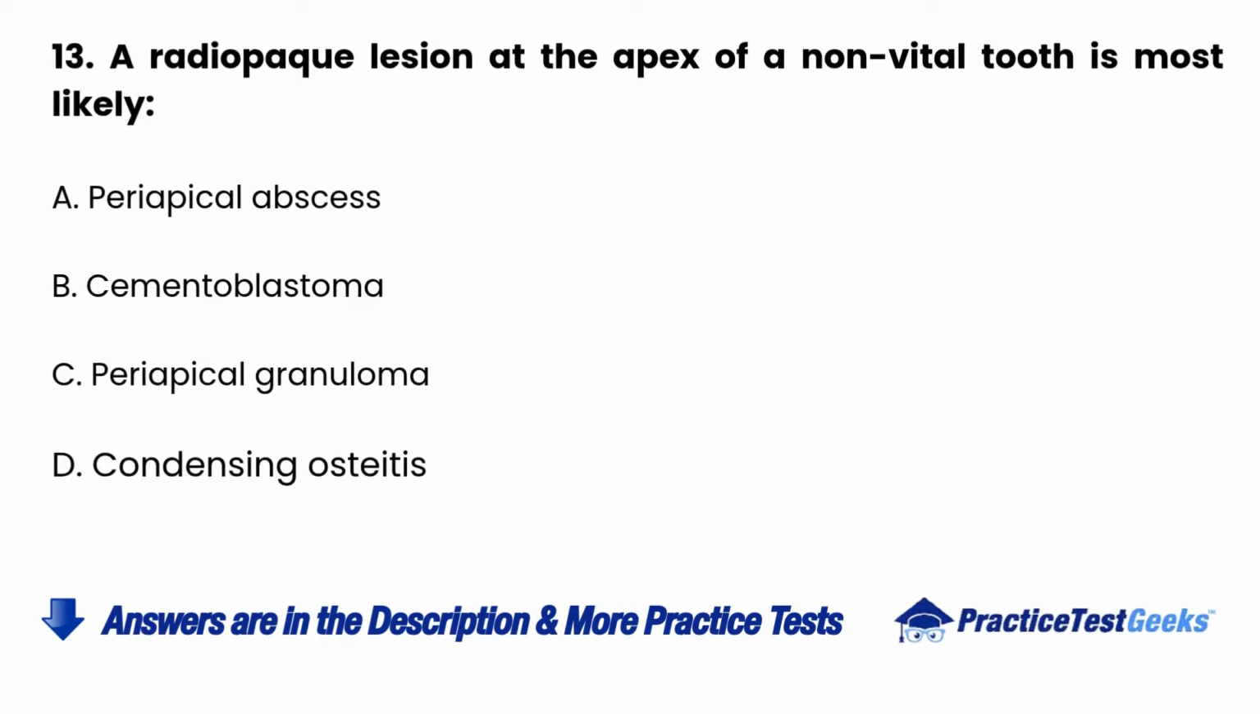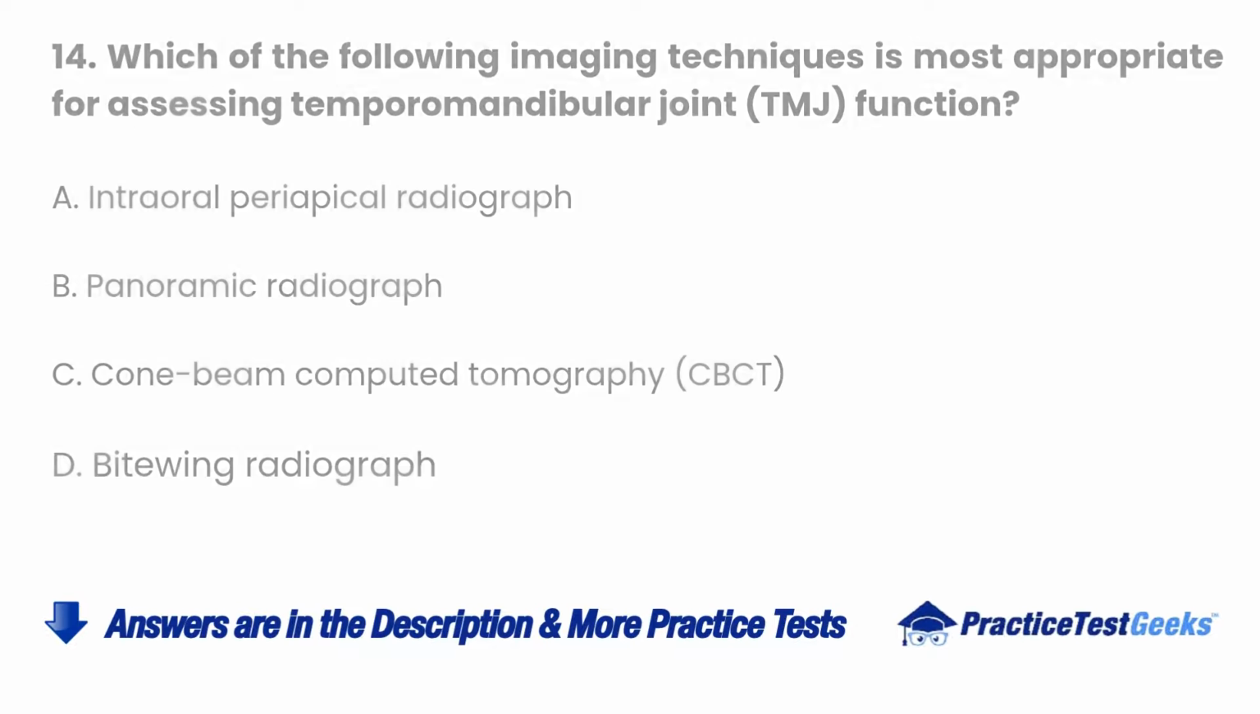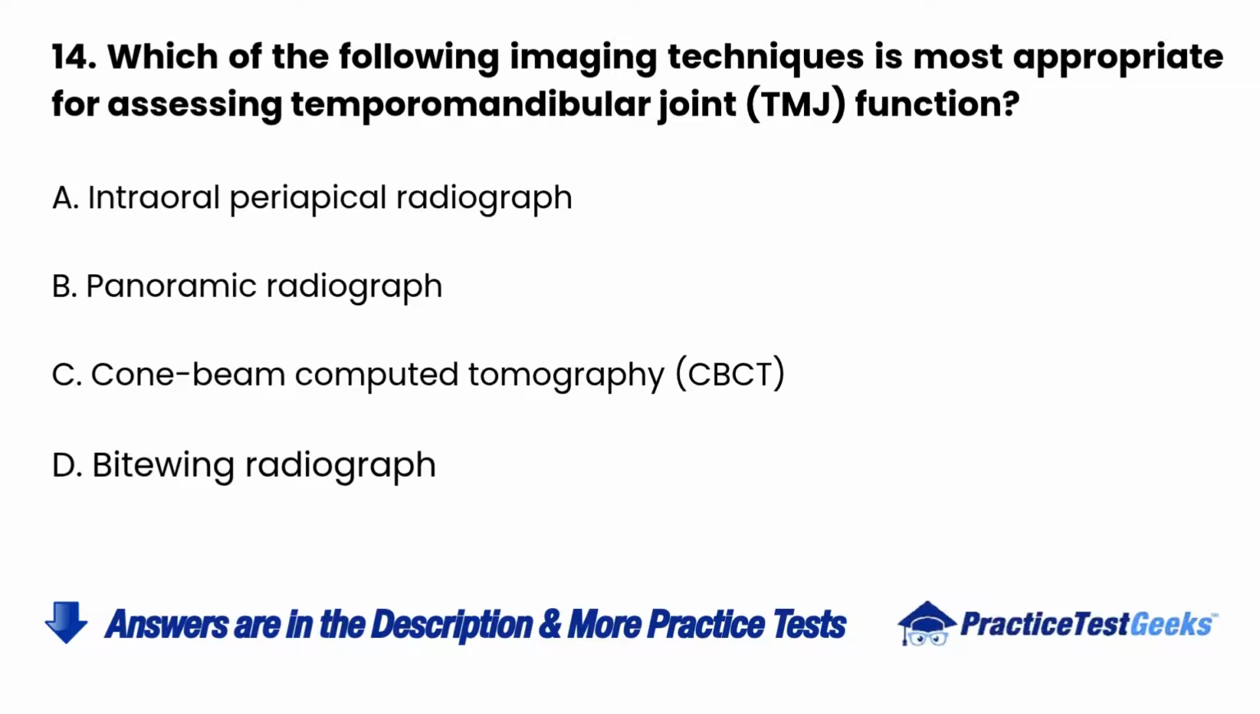13. A radiopaque lesion at the apex of a non-vital tooth is most likely: A. Periapical abscess. B. Cementoblastoma. C. Periapical granuloma. D. Condensing osteitis.